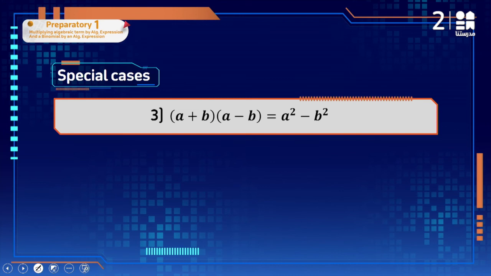We have another case. a plus b times a minus b. What do you observe? I have the same a and b in each one, but in the first we have plus, in the second we have minus. So immediately put it as a squared minus b squared when I have the same quantities, okay? But we have different sign in the middle, so it's a squared minus b squared. The first squared minus the second squared.